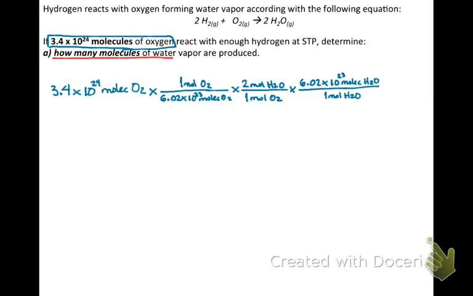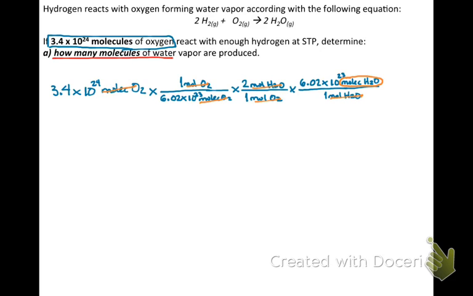Let's cancel units. Molecules of oxygen with molecules of oxygen, moles of oxygen, moles of oxygen, moles of water, and then we have molecules of water. That is what they are asking for.